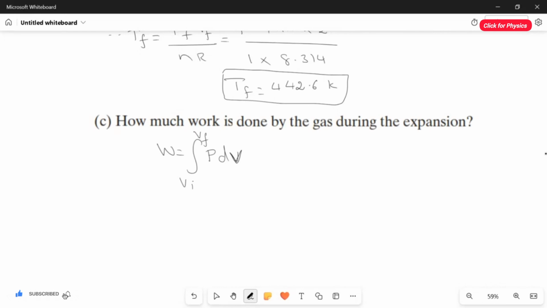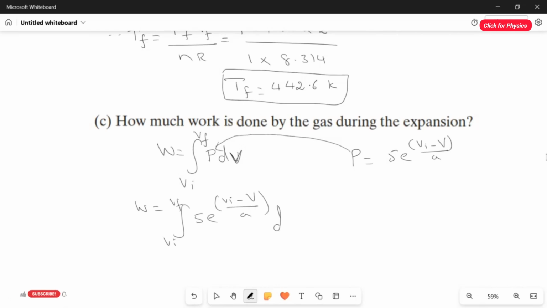So let's use the equation which is given in the question. What equation did they mention? P is equal to 5 e power (Vi minus V) over A. This equation they give. So in place of P, I am going to substitute this equation. So W is equal to the integration from V initial to V final of 5 times exponential of (Vi minus V) over A multiplied by dV.